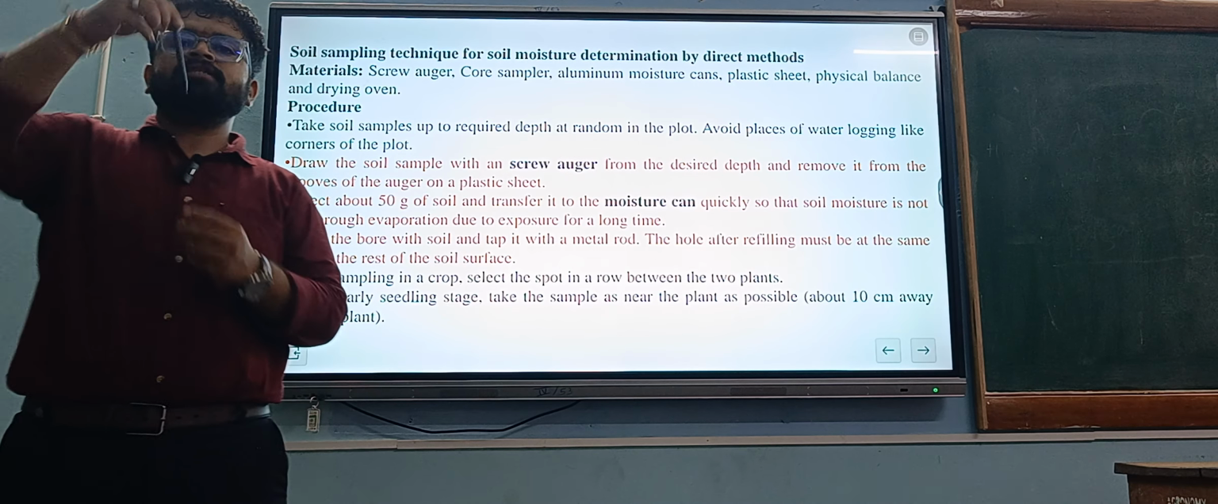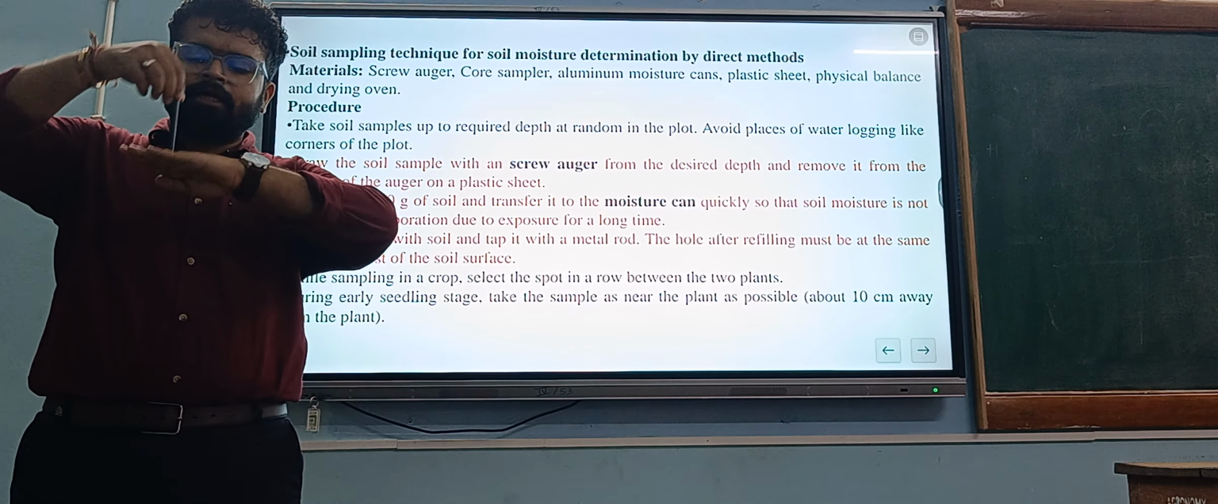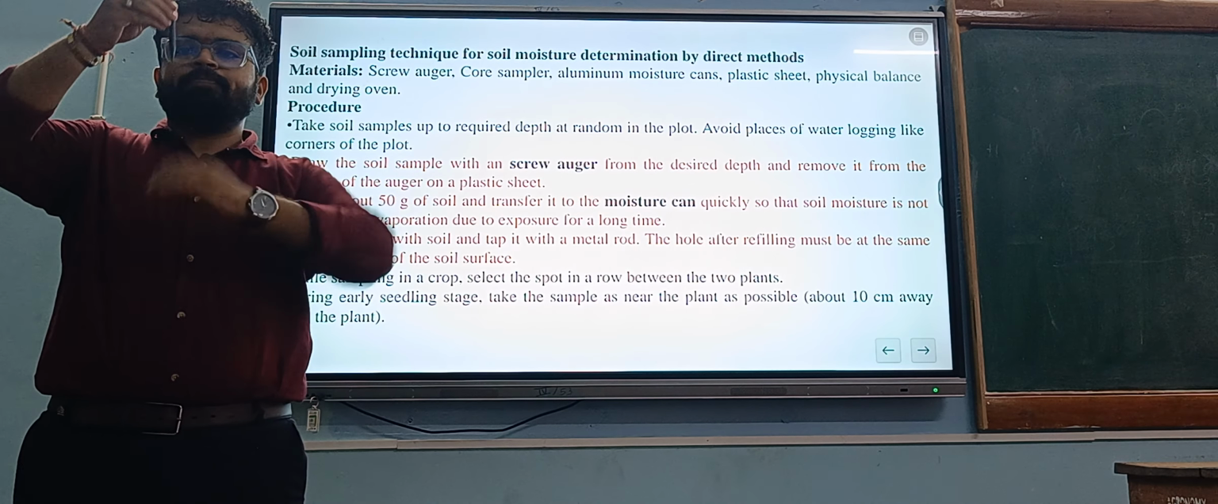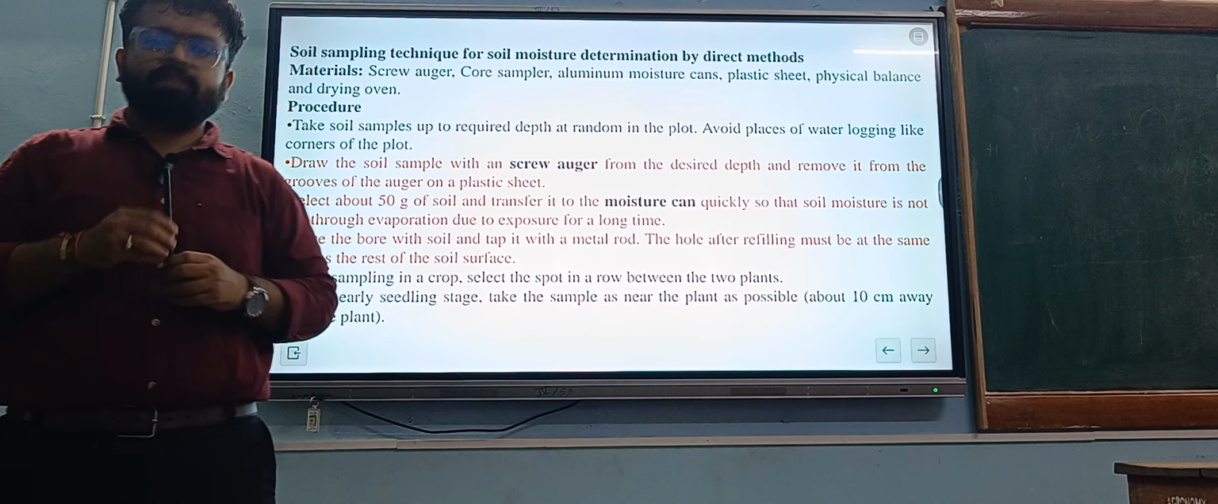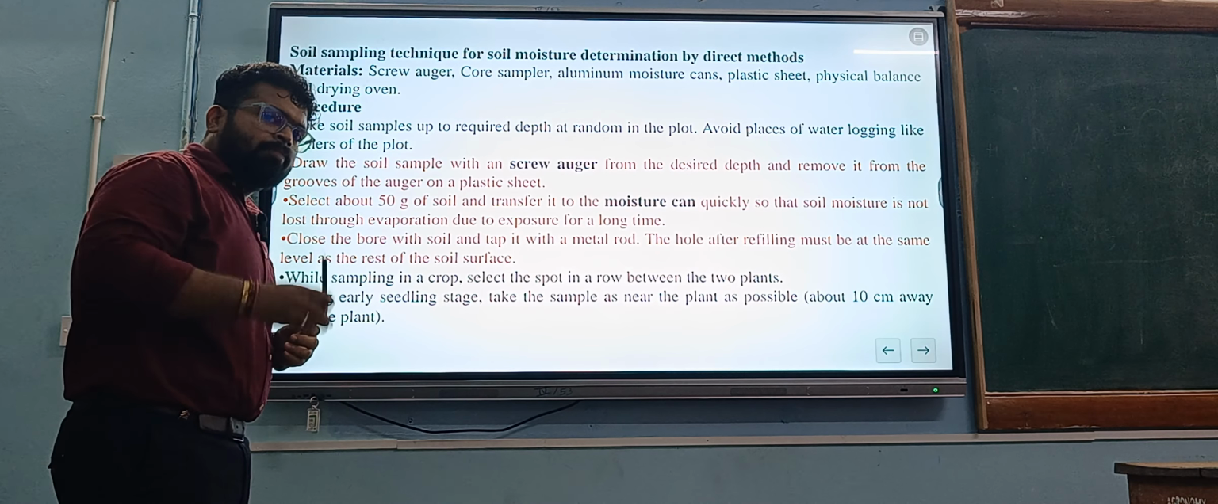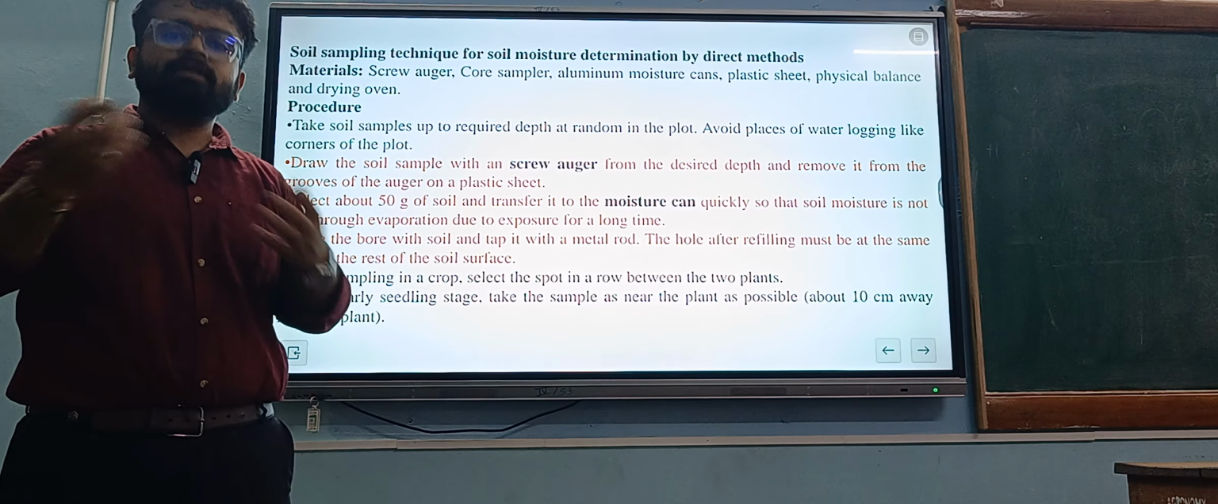Immediately after drawing with the screw auger, you insert the screw auger into the soil and lift it. The soil present at the bottom of the screw has to be transferred to the can within a minute, so that the moisture does not get evaporated.